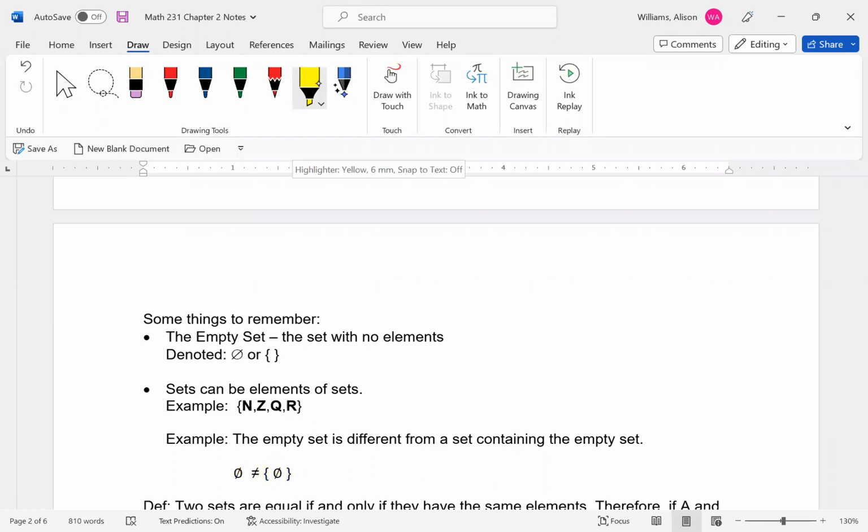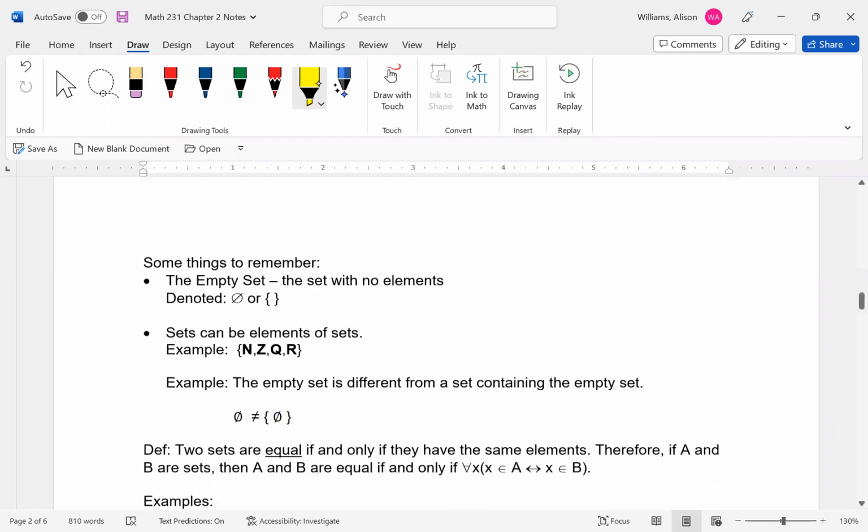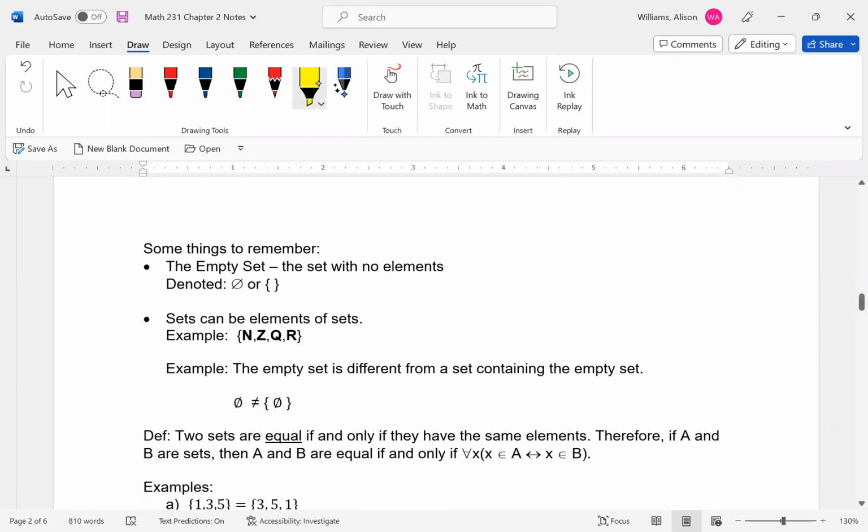We can have a set that contains the empty set, and we can have what's called an empty set, which has no elements inside of it. It's an obnoxious distinction, but they will kind of hammer it into your head as we go.